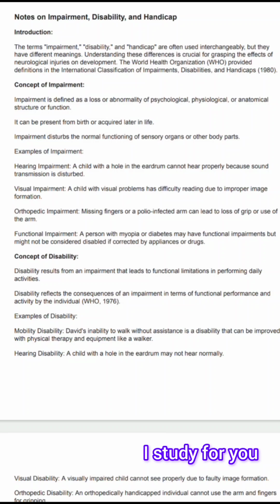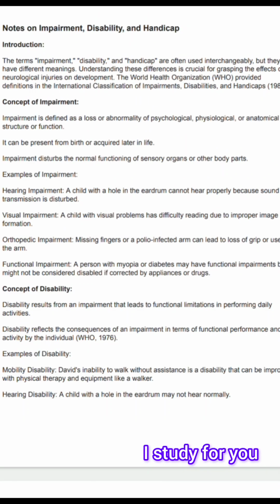I study for you. Today we will go through short notes on impairment, disability and handicap. The terms impairment, disability and handicap are often used interchangeably, but they have different meanings. Understanding these differences is crucial for grasping the effects of neurological injuries on development. The World Health Organization provided definitions in the International Classification of Impairments, Disability and Handicaps.